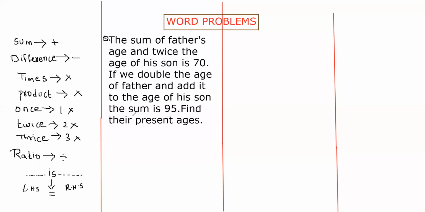So we will always consider the elder one as x. So here we are going to assume, let the present age of father be x years and the present age of son be y years. So let us first start with the assumption. We will assume the two variables x and y. We are starting with the solution.